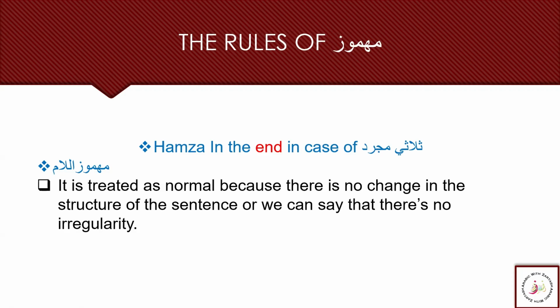We also learned that for most of the cases, but sometimes it has exceptions and a bit different rulings. And we also learned that these irregularities happen when two hamzas come together. Sometimes hamza meets another hamza, or sometimes hamza meets an alif. So there are a bit different rulings for both the cases. We learned about Salasi Mujarrad for Mahmuz al-Fa, Mahmuz al-Ain, and Mahmuz al-Lam.